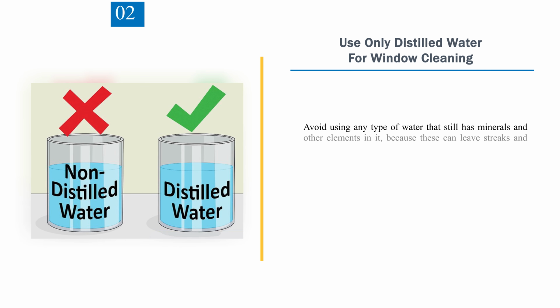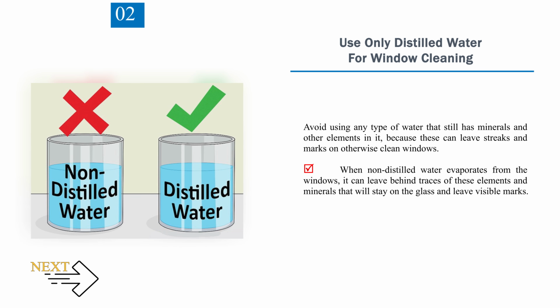Number 2. Use only distilled water for window cleaning. Avoid using any type of water that still has minerals and other elements in it, because these can leave streaks and marks on otherwise clean windows. When non-distilled water evaporates from the windows, it can leave behind traces of these elements and minerals that will stay on the glass and leave visible marks.